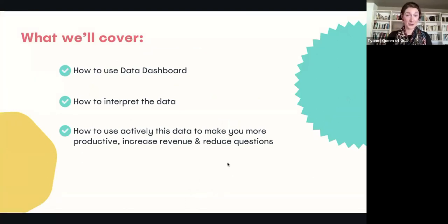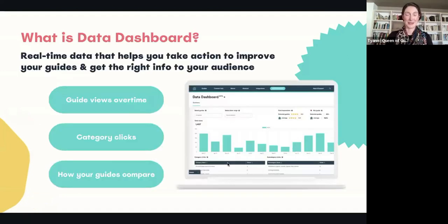Today we're going to talk about how to use the data dashboard, and I'll show you a demo because maybe you've had to play around with it, but there are a few little things you can do which maybe you haven't discovered yet. Then how to interpret that data. It's all well and good having this data, but how do I read it? What does it mean? What can I do with this? And then finally, some really concrete examples of how you can actively use that data to help make your business more productive, help increase that revenue, and of course, reduce the questions that you're getting from the people that are accessing your guides, whether that's whoever they may be. So let's jump straight in.